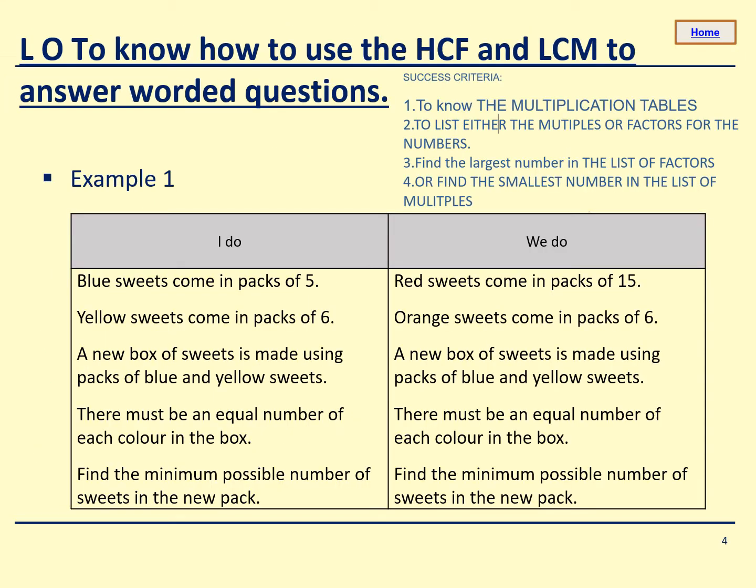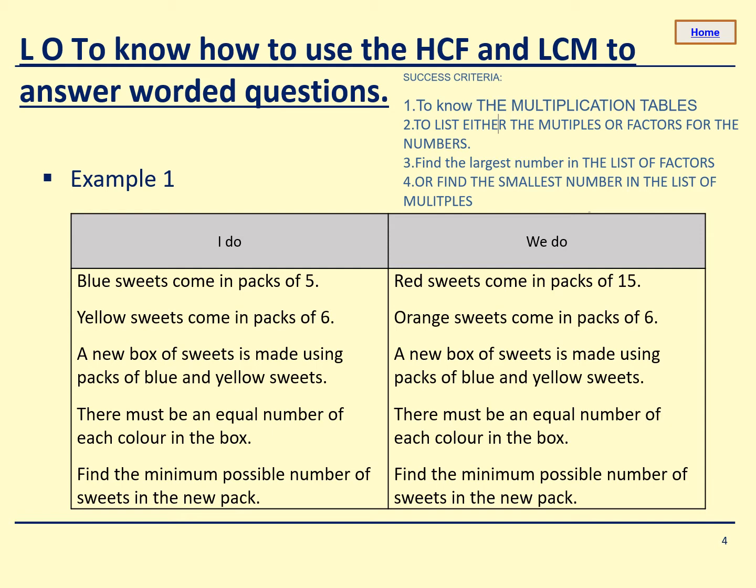Example 1. Blue sweets come in packs of 5. Yellow sweets come in packs of 6. A new box of sweets is made using packs of blue and yellow sweets. There must be an equal number of each color in the box. Find the minimum possible number of sweets in the new pack.